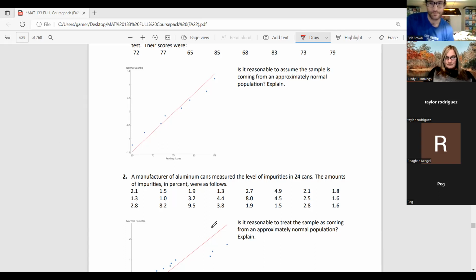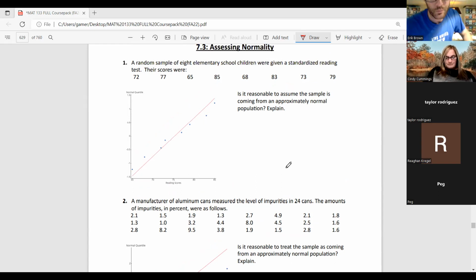Okay, how we doing, y'all? I feel like that was probably more than enough time. What'd y'all say for number 1? Yes, the normal probability plot looks approximately linear. Love it. So the most important part is that the normal probability plot looks approximately linear. Yes, that's the key. Excellent. And I agree, this does look linear.